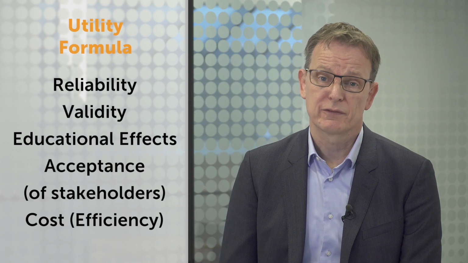Van der Vleuten describes these factors as a formula. Utility equals reliability multiplied by validity multiplied by educational effects multiplied by acceptance and finally multiplied by cost efficiency. Most unfortunately, we can't calculate with this formula. It merely gives us an insight, a perspective to help us select assessments, and the only thing we can say is that none of the factors should be too low or even zero, because in that case the utility of the assessment will seriously suffer.